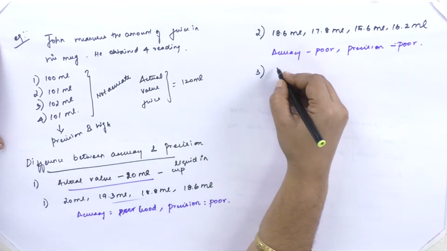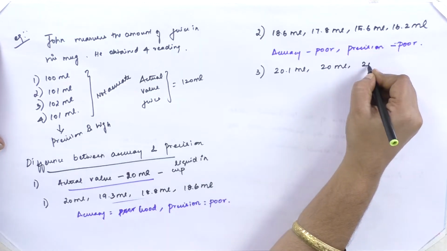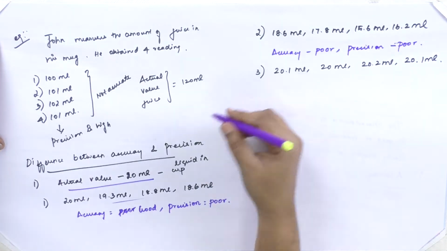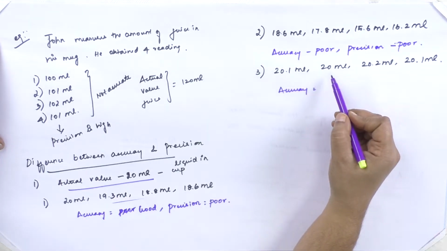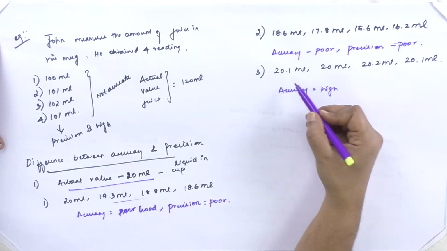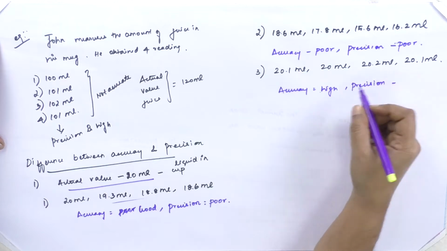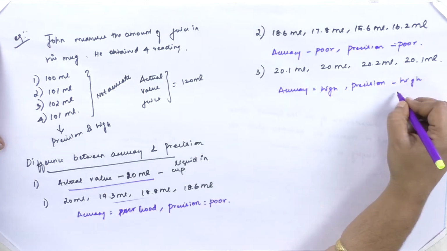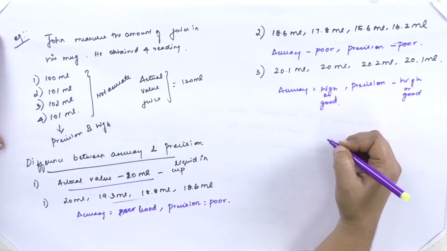Now let us take another example: 20.1 ml, 20 ml, 20.2 ml and 20.1 ml. The actual value is 20 ml. What is the accuracy? The accuracy is high because 20 ml is the actual value and the other readings are very near to the actual value. What about the precision? The difference between these readings is also very small. We can also say that the precision is high or good. Accuracy is high or good.